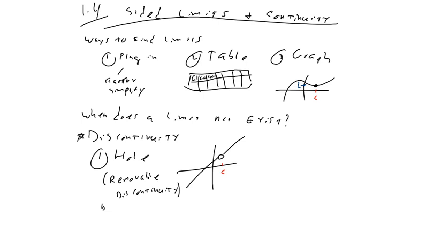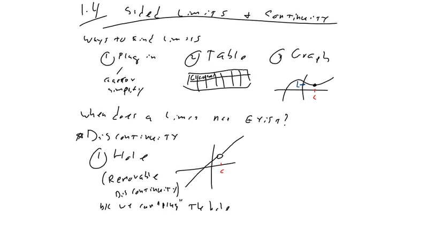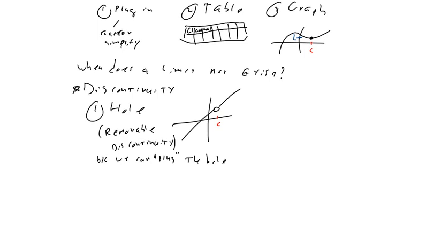Removable because we can plug the hole. If you put a value, if you fill that dot, then the graph becomes continuous. So it's removable because we can fill the space where the hole is, right? So that's a type of discontinuity. It breaks the graph, right? It's not smooth. We fall through.